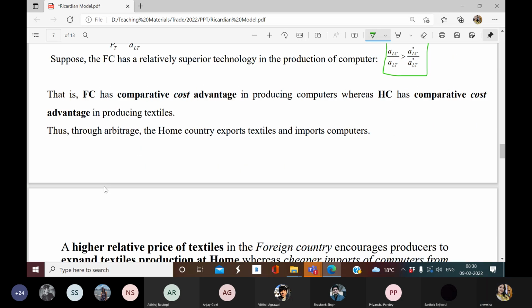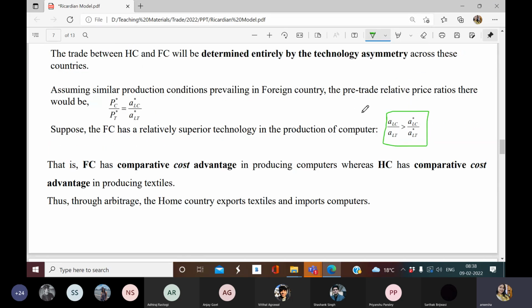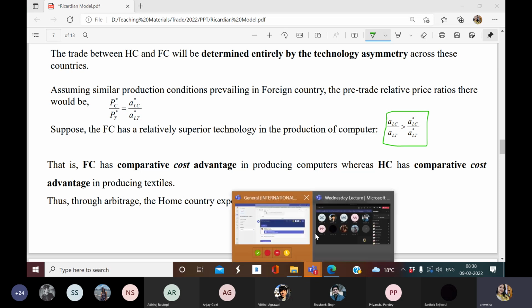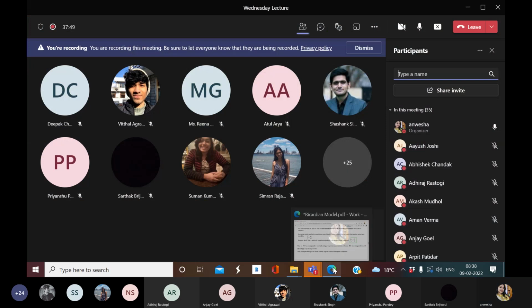This means that the foreign country has comparative advantage in producing computers, whereas the home country has comparative cost advantage in producing textile. Even if ALC is greater than ALC star and ALT may be greater than ALT star, that means the foreign country can have absolute advantage in both the goods separately. But in terms of relative superiority, it may not be the same, and we have already illustrated it with the example of the lawyer and secretary. So I think we have discussed this far in the last class.